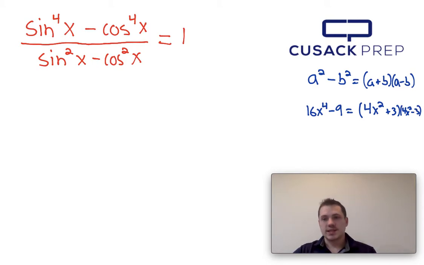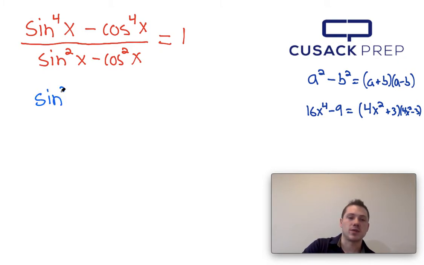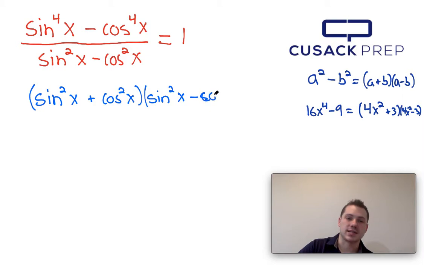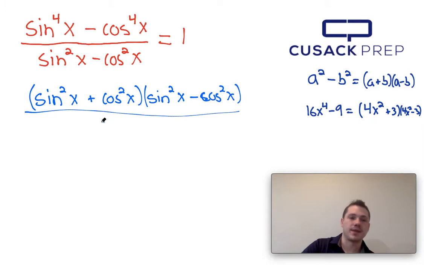So I'm going to use this in order to factor out the top here. The square root of sine to the fourth of x is sine squared of x. The square root of cosine to the fourth of x is cosine squared of x. So I get sine squared of x plus cosine squared of x times sine squared of x minus cosine squared of x, divided by sine squared of x minus cosine squared of x.